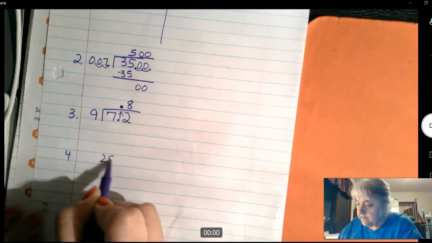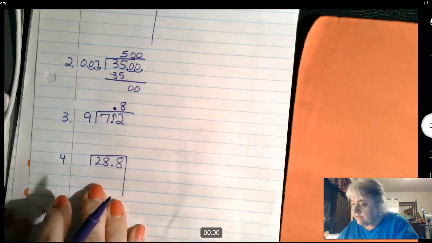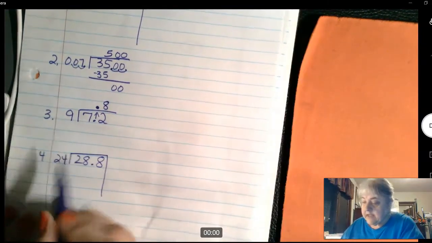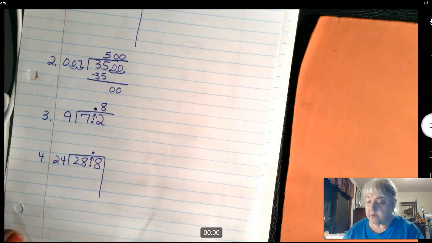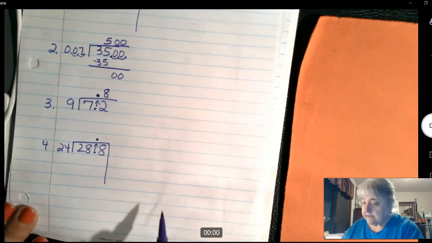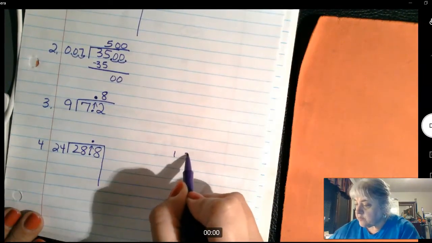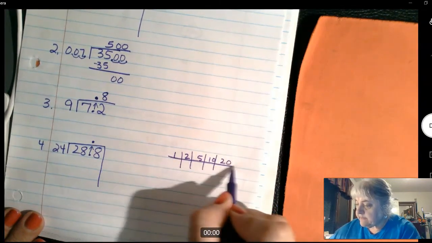Now our next one, we have 28 and 8 tenths divided by, let's see here, 24. The decimal isn't on the side, it's in the house, so we're going to raise it to the roof. And now it's just like saying 24 will go into 288 how many times. So what I'm going to do on this one is the partial quotients algorithm like I've taught you to do with my multiples box: 1, 2, 5, 10, and 20. That's going to help me find my starting point.